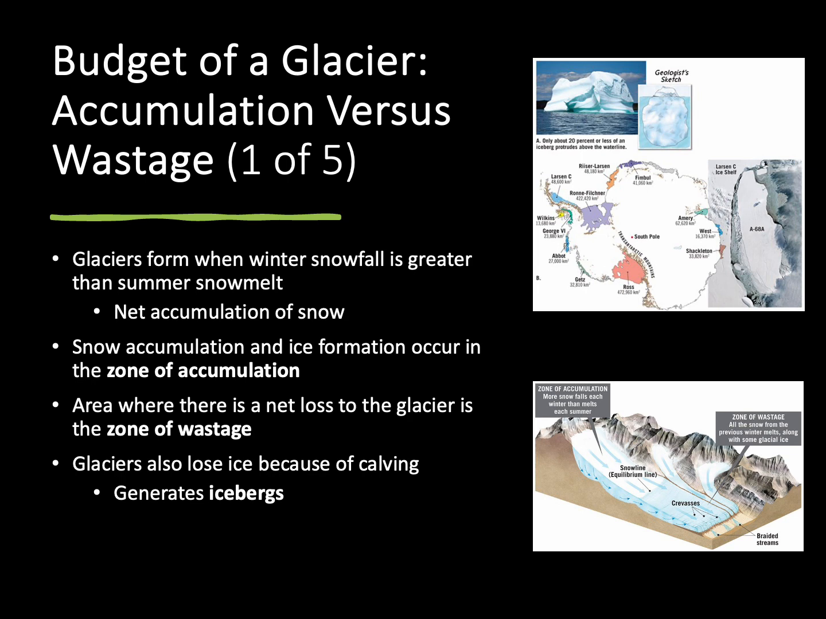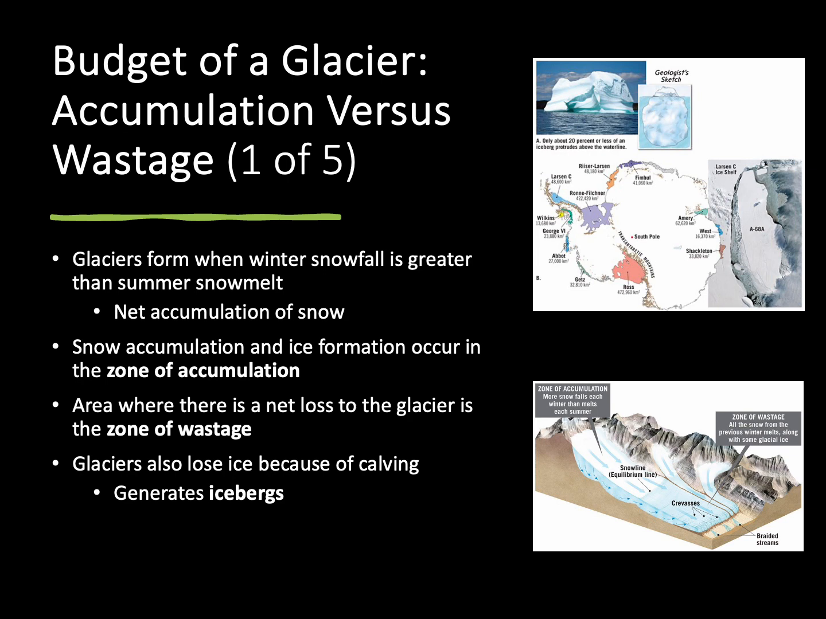One of the things we care a lot about with a glacier is its budget. And a budget has absolutely nothing to do with money when we're talking about a glacier's budget. Instead, a budget is: is it accumulating snow and growing, or is it wasting away and melting? So it's just telling us whether our glacier is getting colder and larger, or getting warmer and smaller over time.